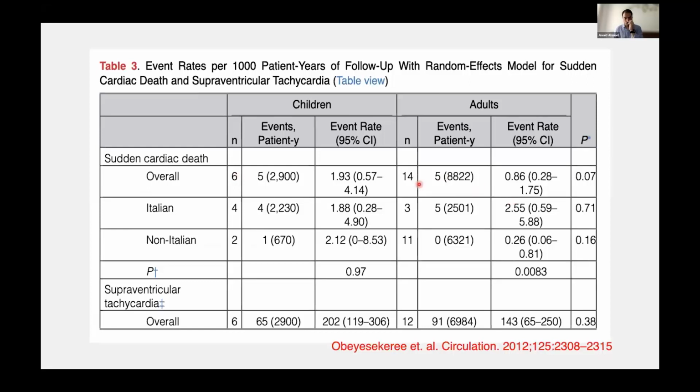So the overall event rate of sudden cardiac death was 0.86 in adults per 1,000 patient years, while in children it was comparatively much higher, at 1.93. We can see there is definitely a risk of sudden cardiac death. It is significant, but it is very, very minimal. And surprisingly, the majority of these deaths were reported in Italian studies. All of these patients were asymptomatic.